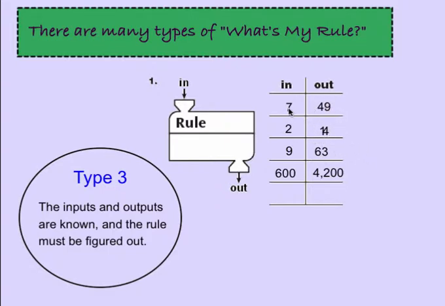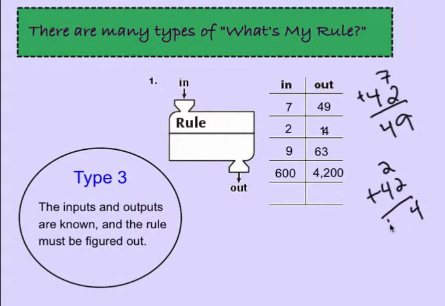For example, how am I going to get to the number 49 from the number 7? Well, one of my options is, I know the 49 is definitely bigger, so I have a bigger number coming out and a smaller number going in. I could try adding on 42. So let's see if my rule of 42 would work for the next one. And that doesn't work because my output should be 44 and it's only 14. So that didn't work very well. So I know that it has to be something else.